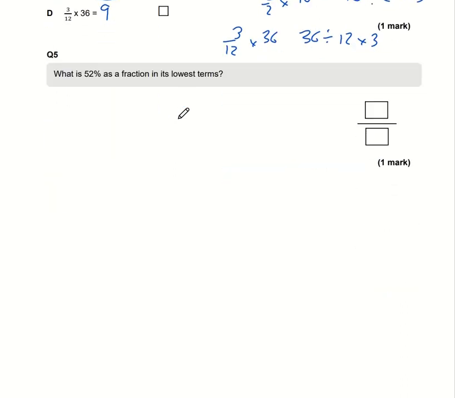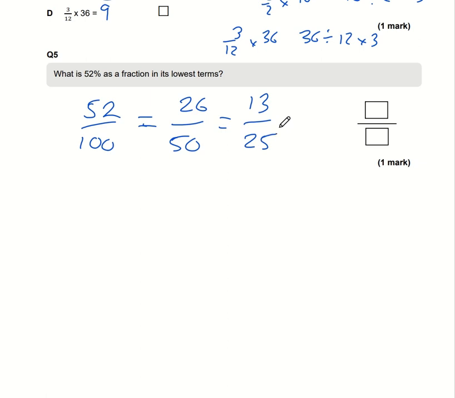Question number 5. What is 52% as a fraction in its lowest terms? Well, percent means out of 100, so this means 52 out of 100. We have two even numbers, so we can divide top and bottom by 2. Half of 52 is 26. Half of 100 is 50. We still have two even numbers, so divide by 2 again. 13 and 25. Now 13 is a prime number, so I can only simplify this fraction if 25 is in the 13 times table. 25 is not in the 13 times table, so the final answer is 13/25.